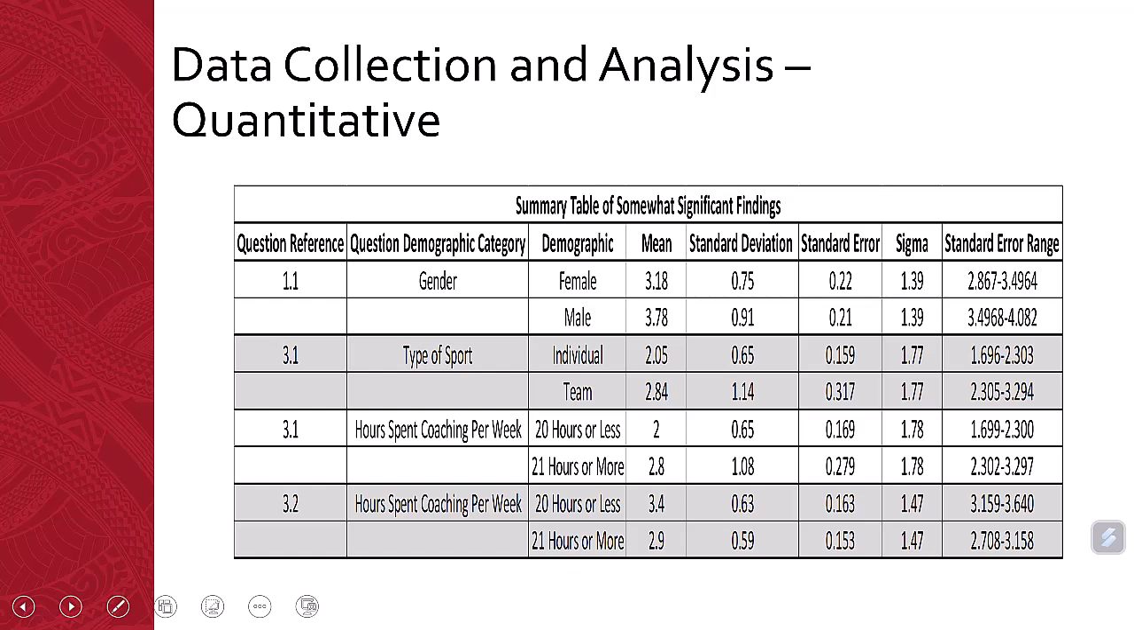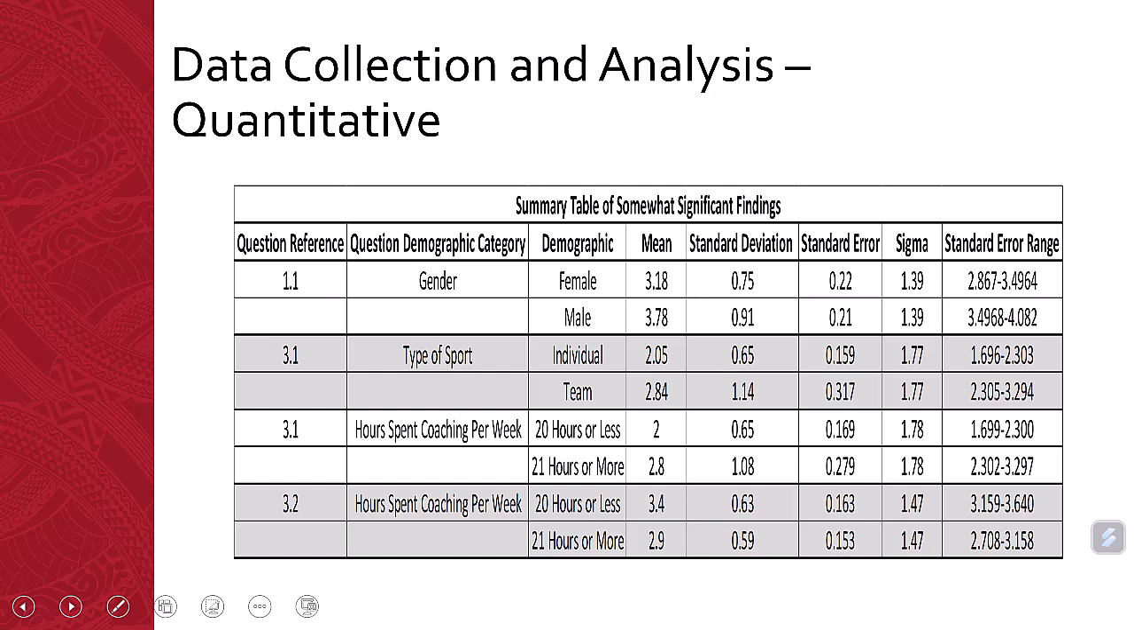However, by adjusting the sigmas, I was able to identify somewhat significant findings. Please note the sigmas range from 1.39 to 1.78. The last column is standard error range. This is plus or minus the standard error times the sigma. Please note none of these ranges overlap. Once there was no overlap, the finding is deemed significant.